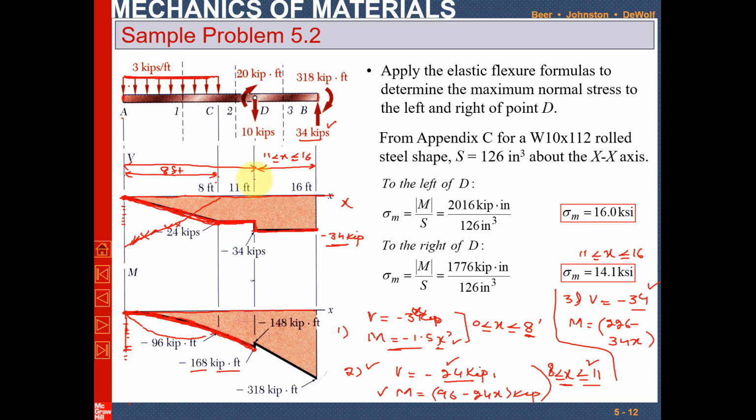Now we will move from D to B, so our x is greater than or equal to 11 and less than or equal to 16. If you put x equal to 11 in this equation, you will see that the bending moment will be minus 148. So the bending moment has now shifted from minus 168 to minus 148. And if you put x equal to 16, it will give you 0 bending moment. So this point will be 0.